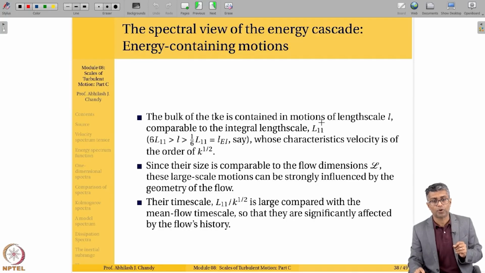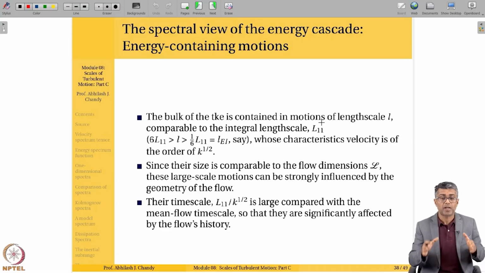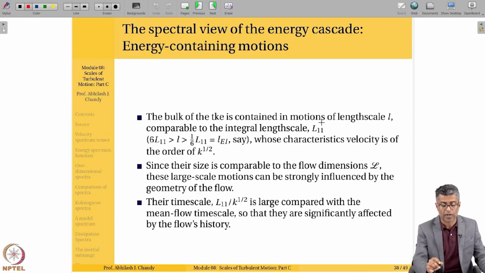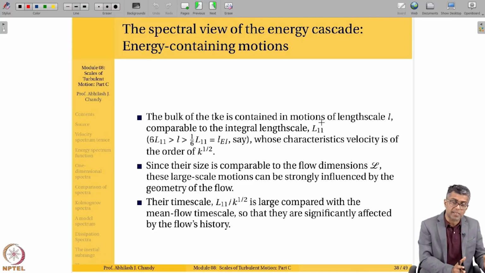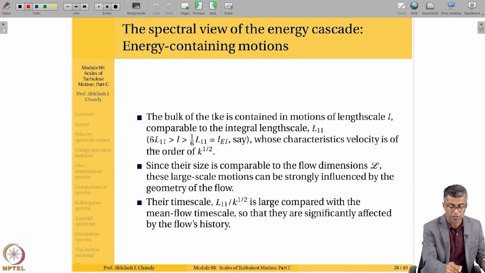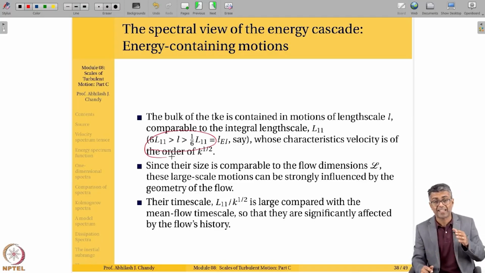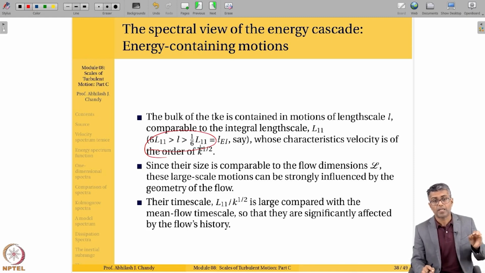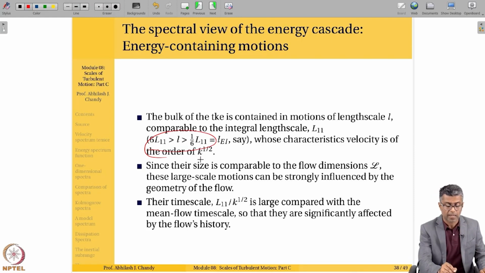The next thing we are going to be looking at is the energy containing motions, and specifically we are going to be looking at the energy cascade in spectral space. So it's a spectral view of the energy cascade. Now, a couple of points before we start to discuss this more specifically. The bulk of the TKE is contained in motions of length scale between 1/6 L11 and 6 L11, isn't it? We discussed that in the last class itself, and that is how we get our energy demarcation length scale of 1/6 L11.